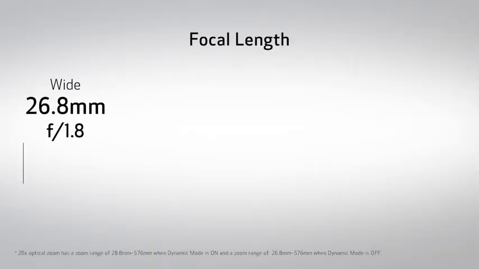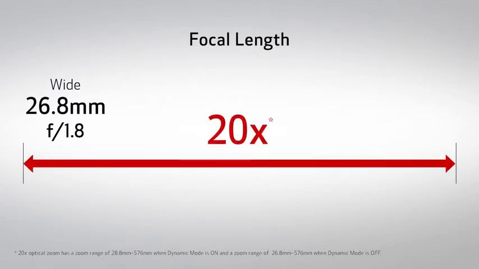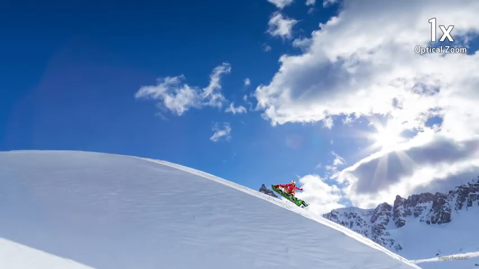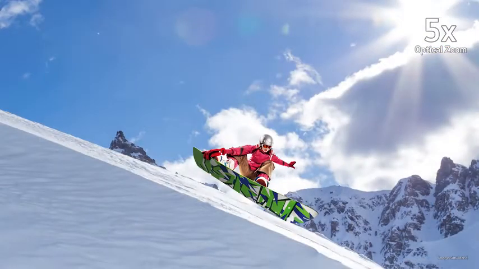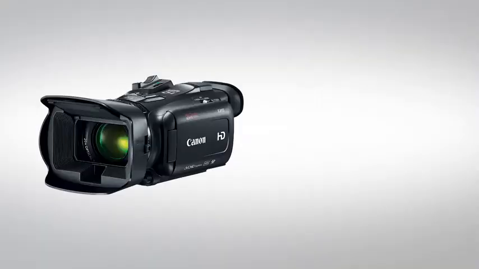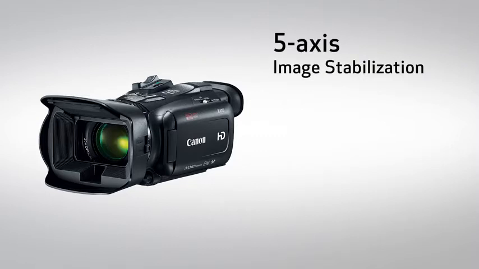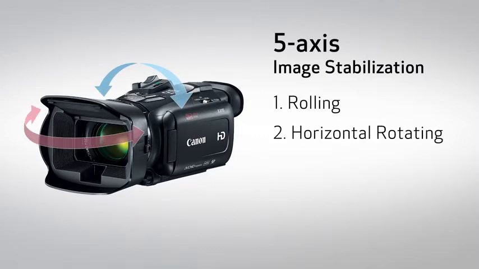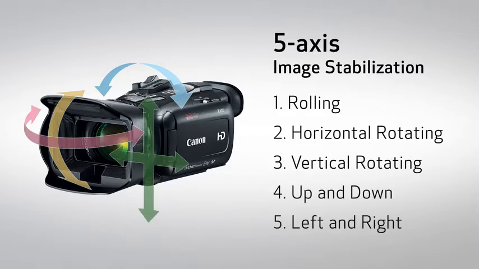Both camcorders feature a wide angle lens with a focal length of 26.8 millimeters on the wide end, together with a powerful 20 times zoom reaching 576 millimeters at f2.8 on the long end. So it covers a truly broad spectrum of shooting scenarios, all while maintaining a compact design similar to previous Canon camcorders. This long zoom length is enhanced by a strong 5-axis image stabilization system, which helps reduce image blur even when zooming far into the distance.